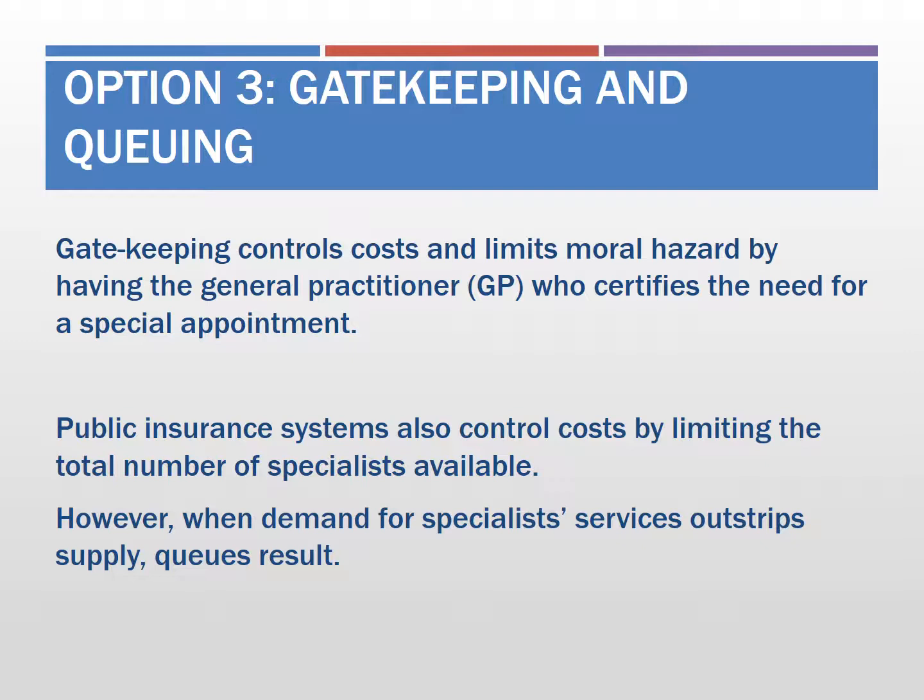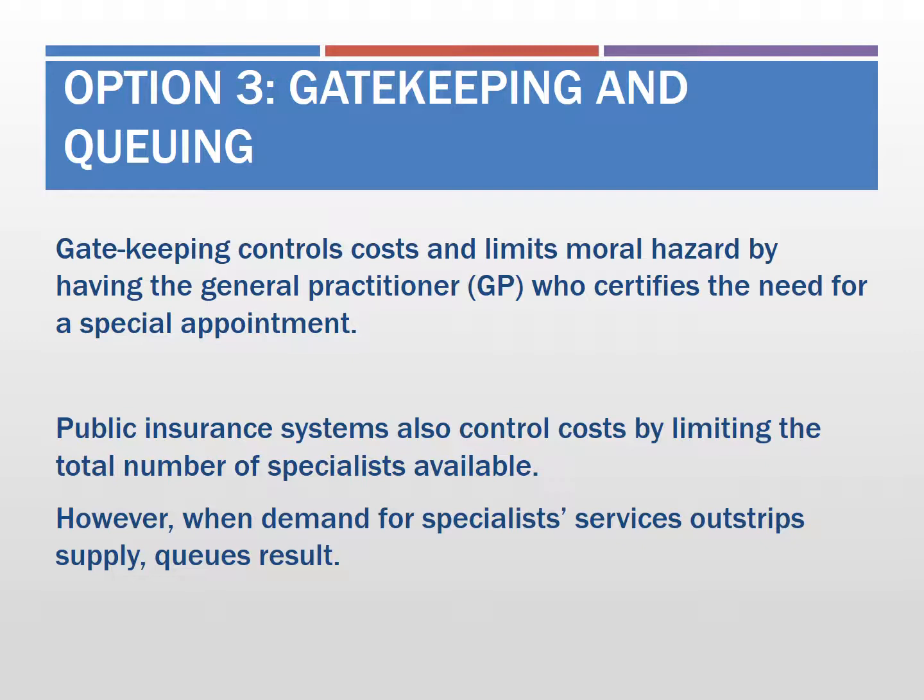And also, since moral hazard is a concern, gatekeeping limits the patients making decisions on their own about what treatments they want to get. The public insurance system will also control costs by limiting the total number of specialists available in the markets. For example, the government can set a lower reimbursement rate for people getting special appointments in the markets. By doing that, the income for those special treatments will drop dramatically, so the income for those specialists will be reduced, and it actually lowers the number of specialists in the markets because fewer people want to become those special doctors.